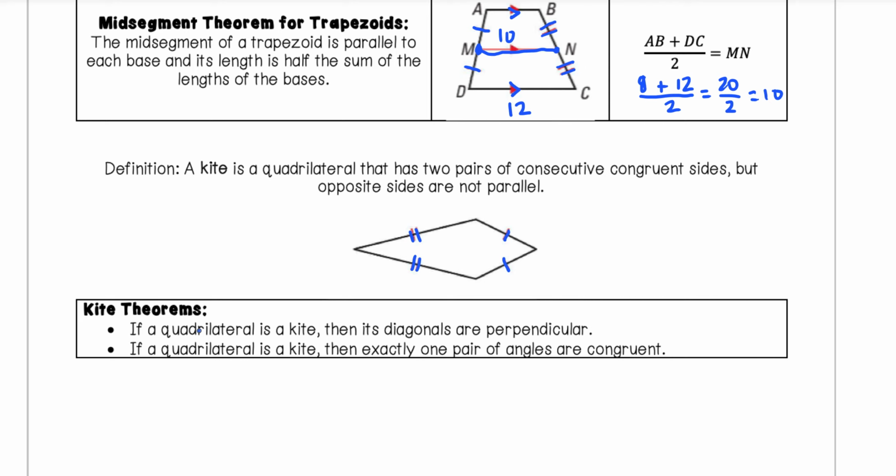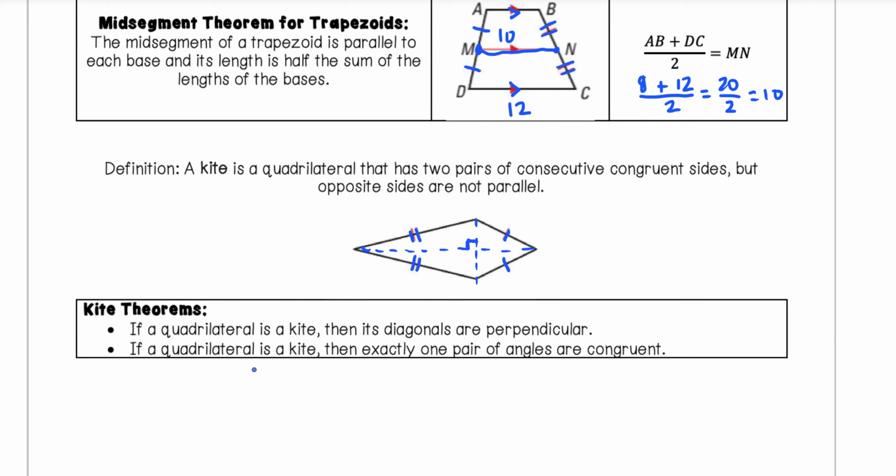So a theorem for a kite is that if a quadrilateral is a kite, then its diagonals are perpendicular. And this is just something that I remember from seeing a picture of a kite. Normally a kite crosses there, and we get that T shape. And we can clearly see that that is creating that 90-degree angle.